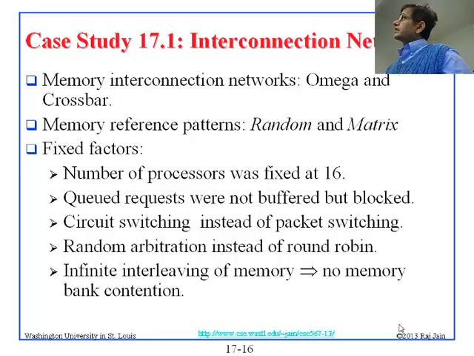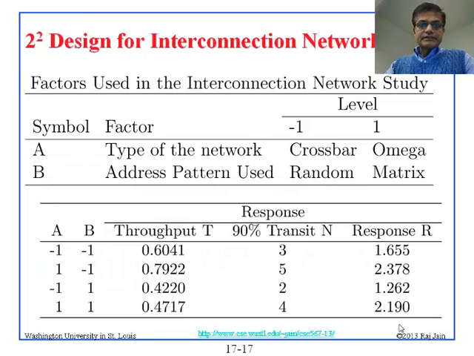So there are two interconnection networks, omega and crossbar, and depending upon the reference patterns, obviously they change the workload. So the workload could be a random reference or matrix reference, and then the number of processors was fixed at 16. Queued packets were not affected, but blocked circuit switching was used instead of packet switching. All of these things are irrelevant for our discussion right now, but if somebody was interested in that particular problem, they would worry about these fixed factors.